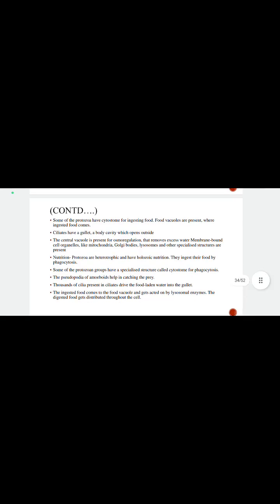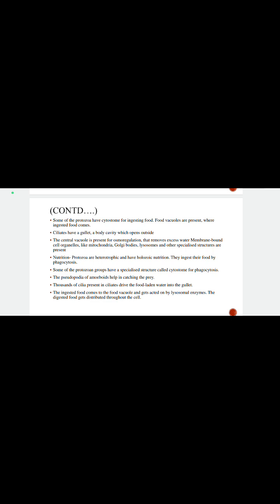Some protozoa have a cytosome for ingesting food. Food vacuoles are present where ingested food comes. Then ciliates have a gut, a body cavity which opens outside. The contractile vacuole is present for osmoregulation that removes excess water. Membrane-bound cell organelles like mitochondria, Golgi bodies, lysosomes, and other specialized structures are present.